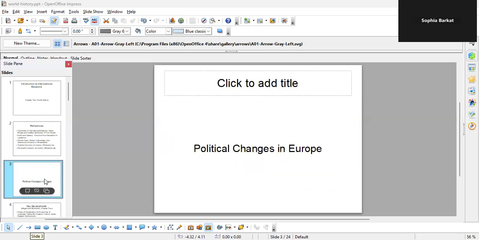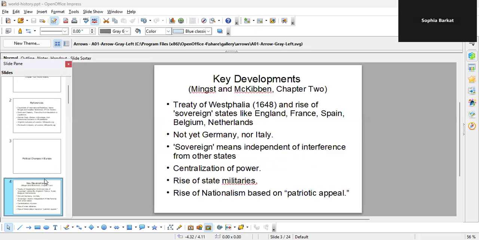So let's look at the political changes in Europe that they talk about. The key developments, some of them are the Treaty of Westphalia in 1648 and the rise of sovereign states like England, France, Spain, Belgium, Netherlands, etc. So essentially, the Treaty of Westphalia is happening in what is today Germany, and in those days would have been the Holy Roman Empire. This is after the Protestant Reformation wars in Europe, and I think we saw a video about that. If not, make sure to watch the video. I will provide a link.